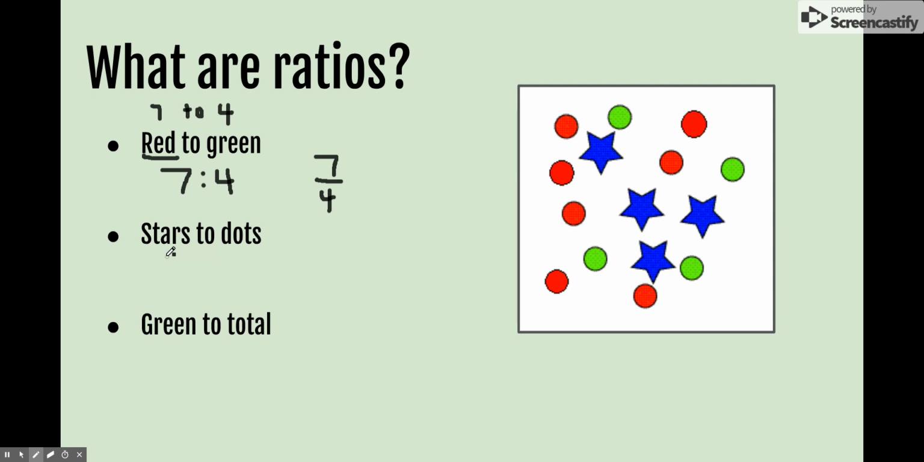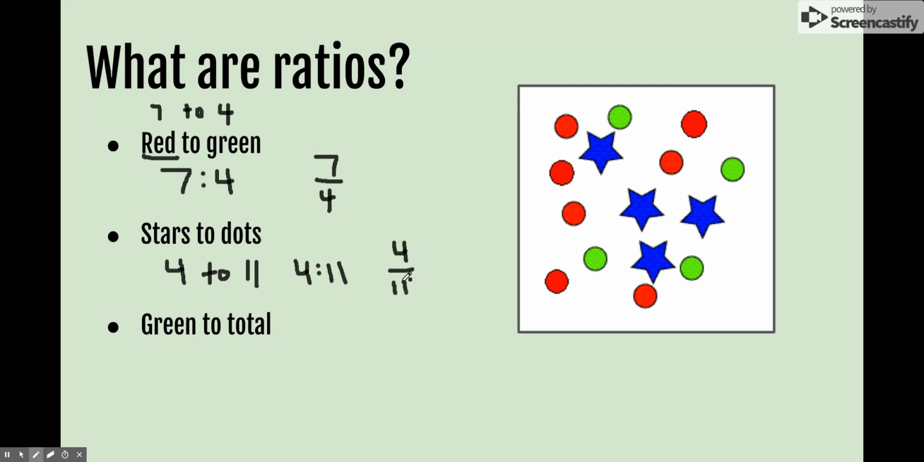So if we look at the next example, I have stars to dots. So there are 1, 2, 3, 4 stars. Okay, that's going first. And I'm comparing that to all the dots. Well, I wasn't very specific, so I'm just going to include all of them, whether they're red or green. So there should be 11. So 4 to 11, that would be stars, 4 to 11 dots. I can also use the colon, 4:11, and I can also use a fraction, 4 over 11, like that.